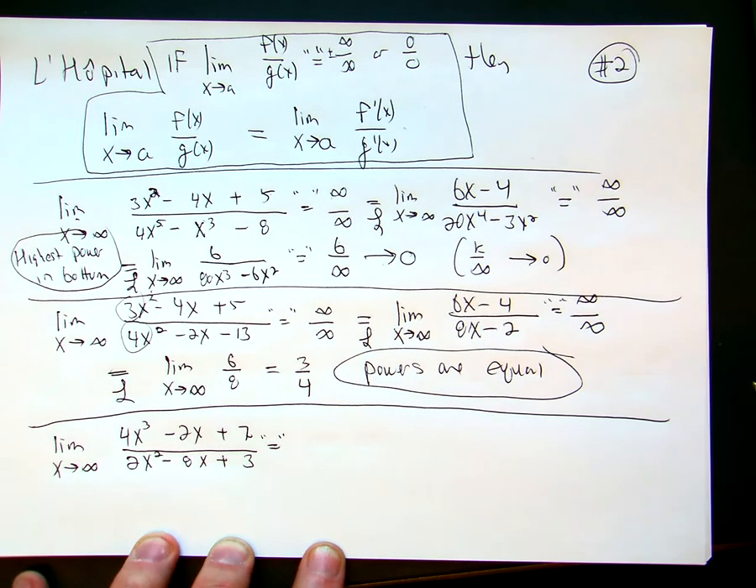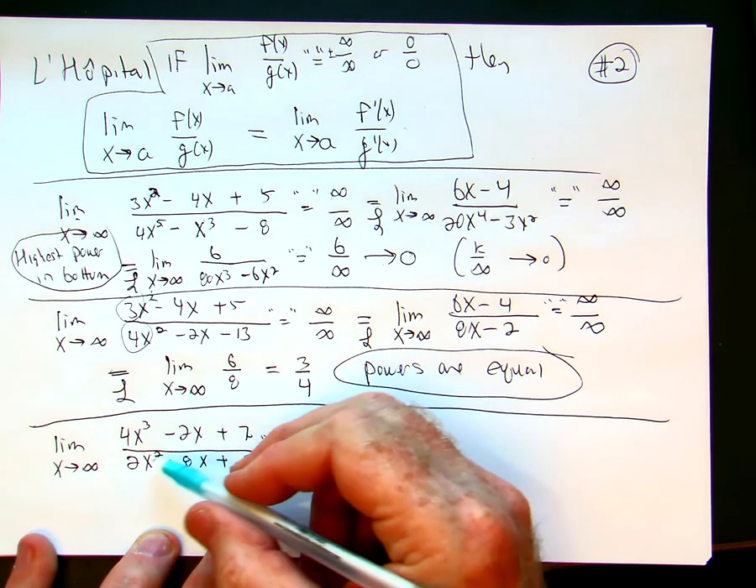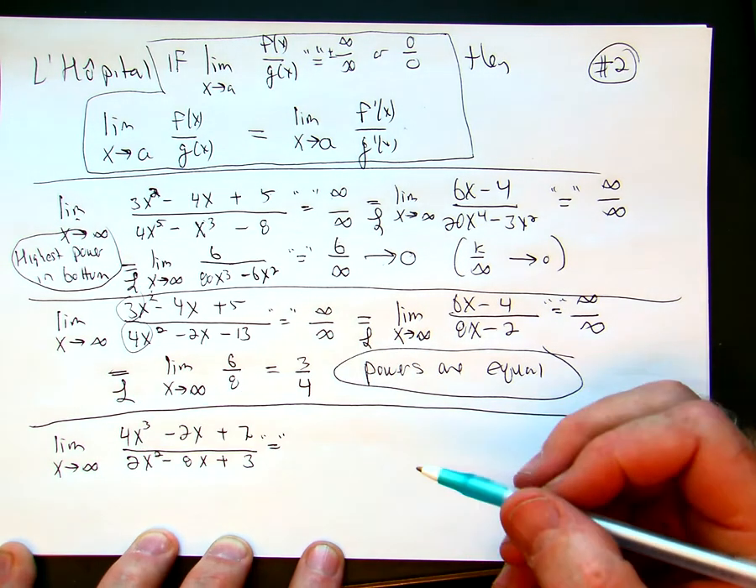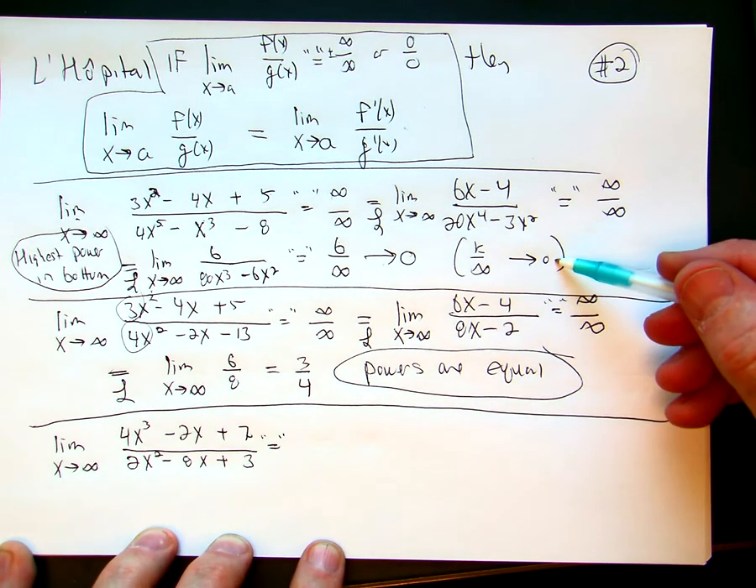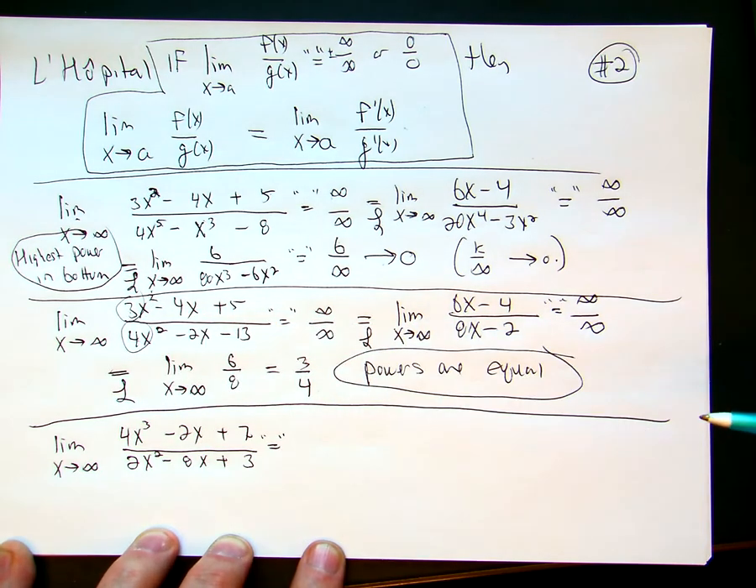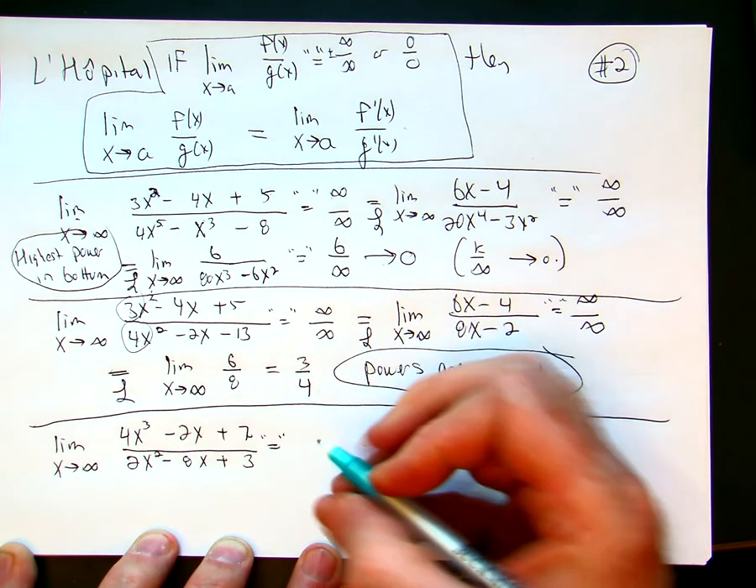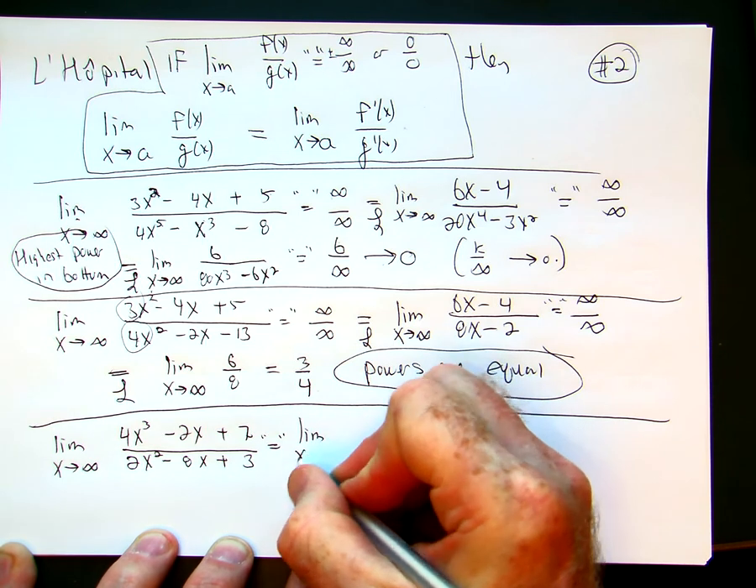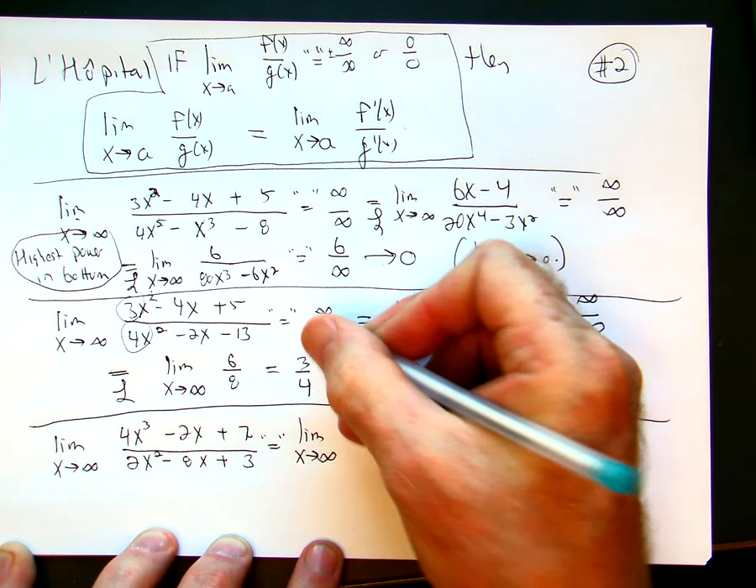Okay. Now, this is another case. The highest power is in the top. You can probably guess what's going to happen. We got 0 here. We got the leading coefficients over each other here. And we're going to get infinity here. So let's see. This is infinity over infinity, so I'm not even going to bother to write that.